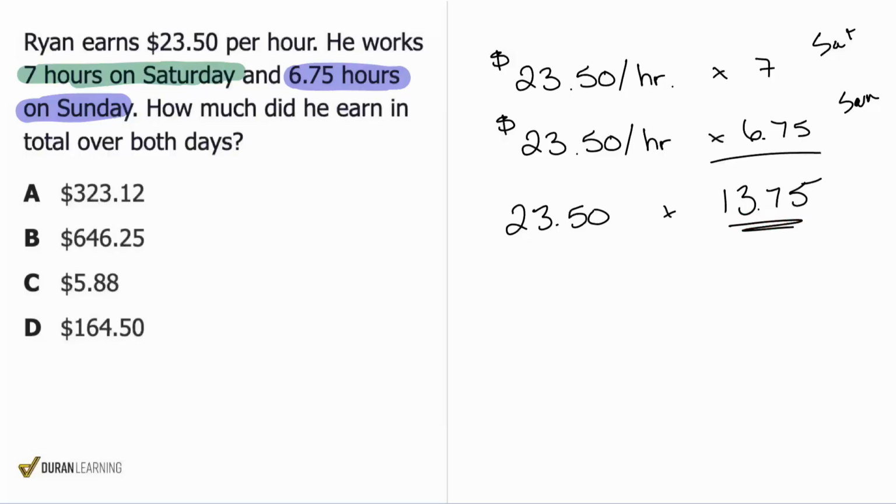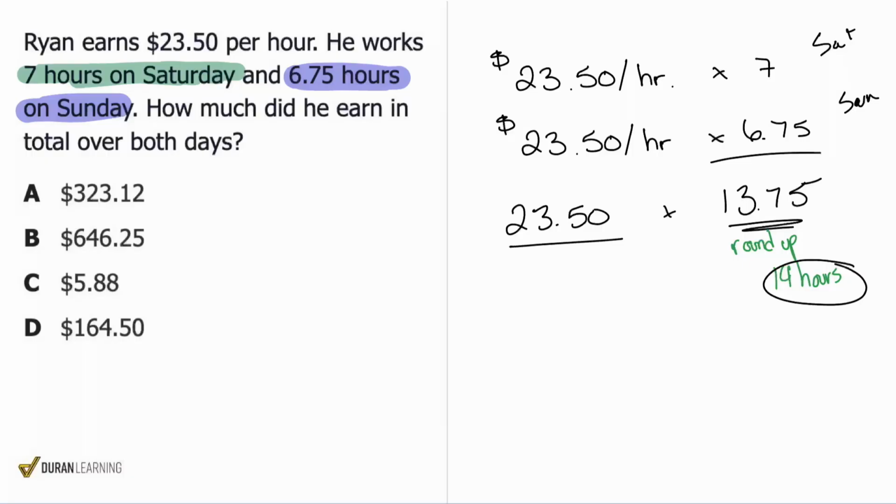And what I'm going to do is I'm going to round it. I'm going to round up to 14 hours. Because when you take a look at the choices, these choices are pretty far apart. And that's going to allow us to do a little bit of estimation. So let's take it into our own hands here. Let's do the 23.50 and let's multiply not by 13.75, but by 14.